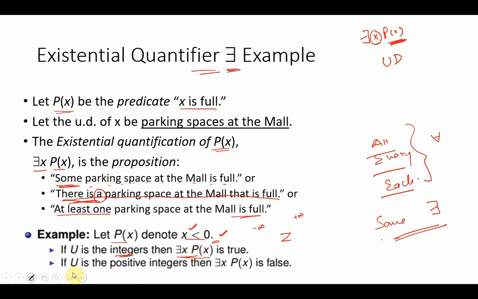If the universe of discourse is the set of positive integers, then this becomes false. Why? Because x less than 0 will not be true for any positive integer, because this actually means x is negative and my universe of discourse is that of positive integers. So this will be false.